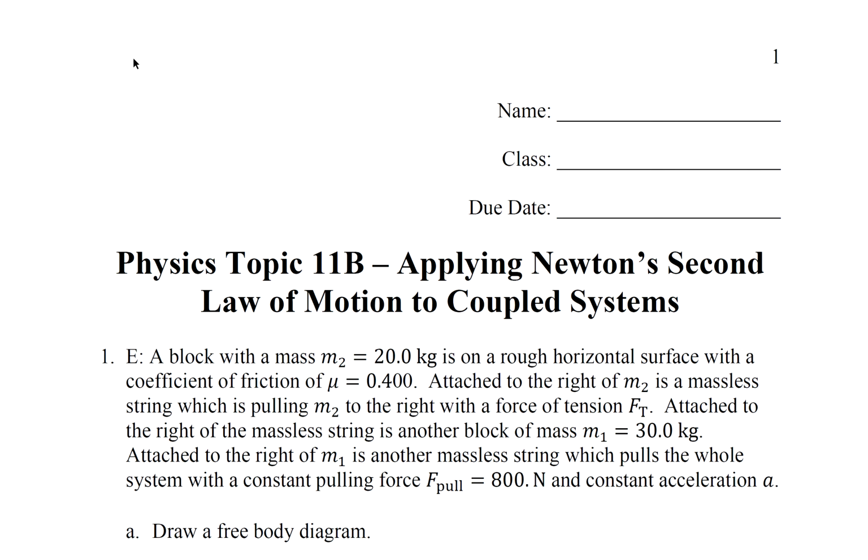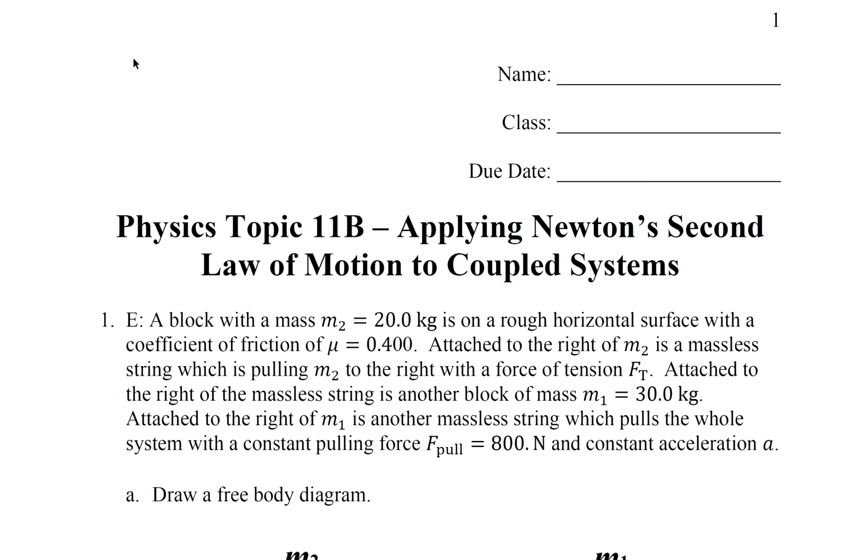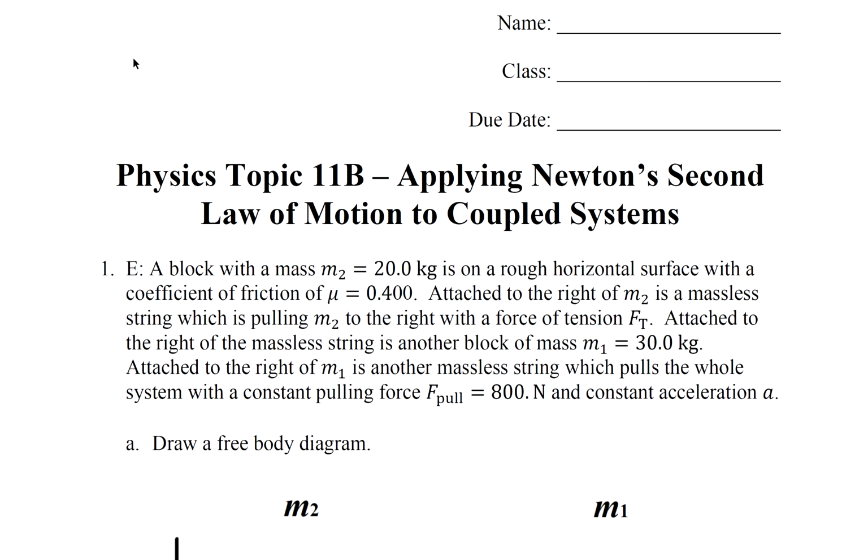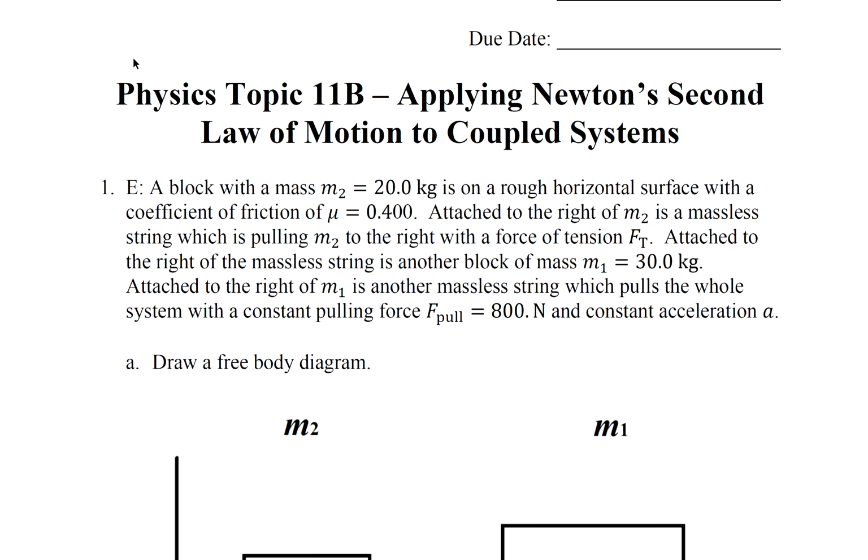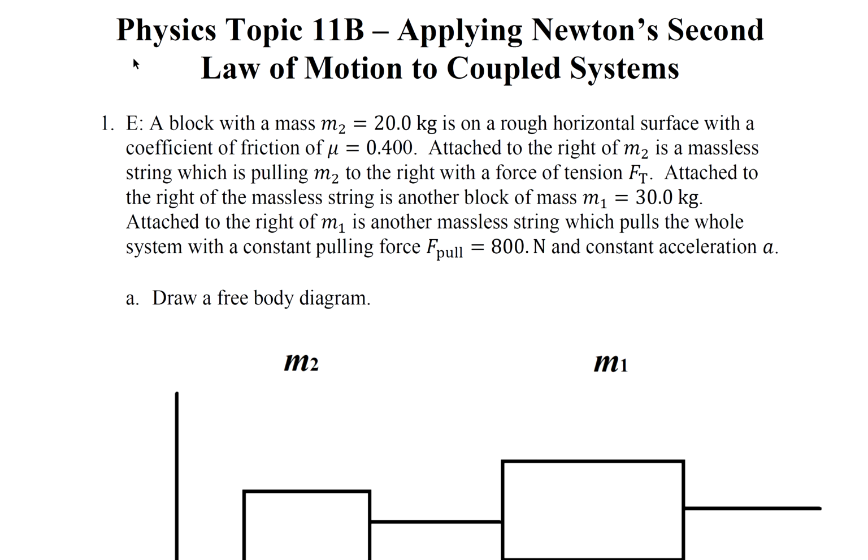This video is on applying Newton's second law of motion to coupled systems. So coupled systems is pretty much two objects or more objects connected to each other by strings, massless strings.